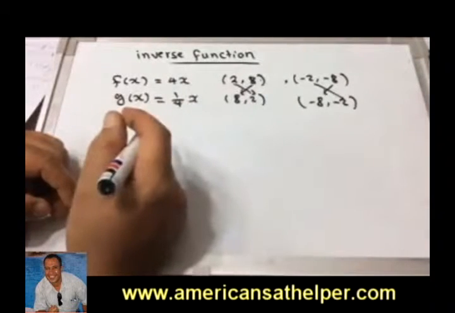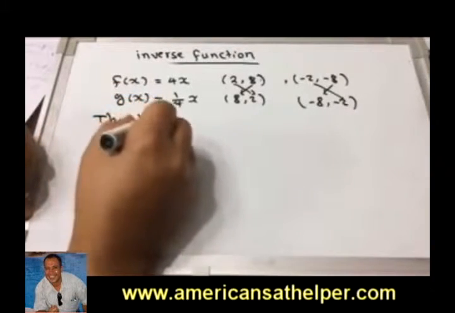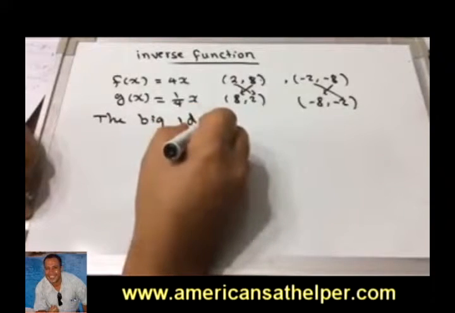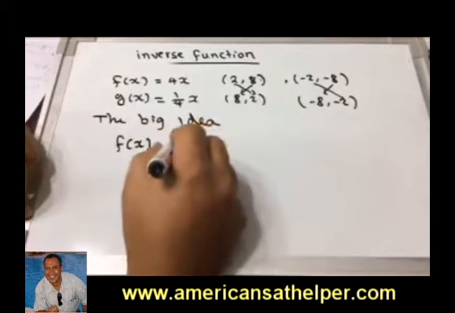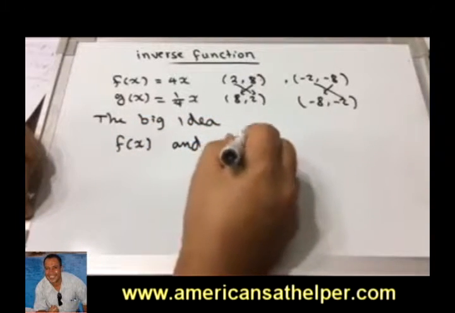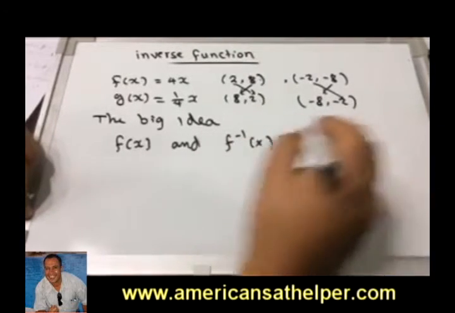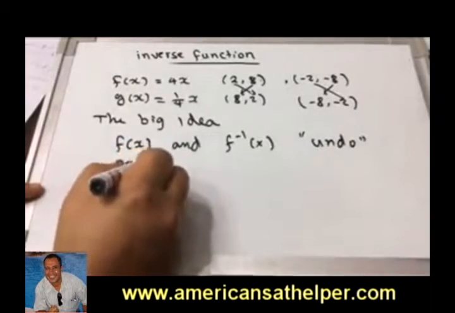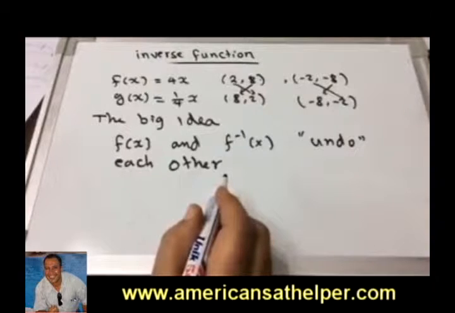This is the big idea of the inverse function. So the big idea: a function f of x and its inverse f minus 1 of x undo each other. Like many operations in math, like addition and subtraction, they undo each other. Multiplication and division, they undo each other.